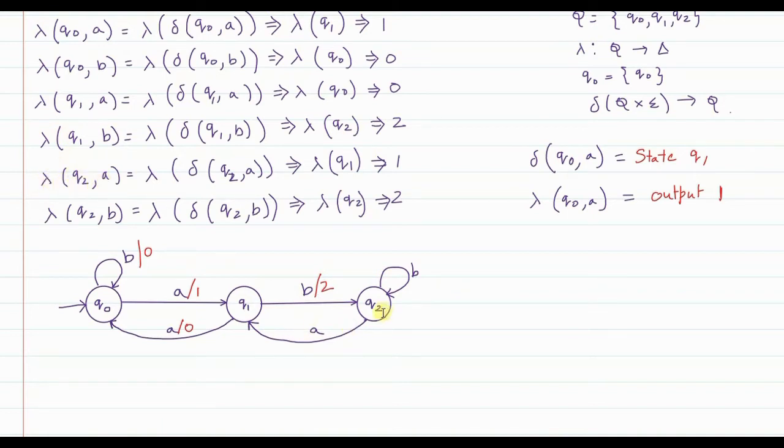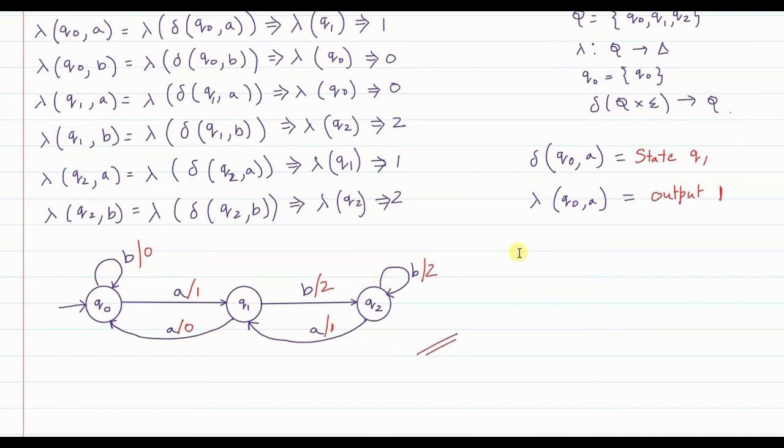Then let's proceed. What is the output that is generated when you are in state Q2 and A is read? The output here happens to be 1. So you write 1 here. And finally, what is the output that is generated when you are in state Q2 and B is read as input? In this case, the output generated here is 2. So you write 2 here.